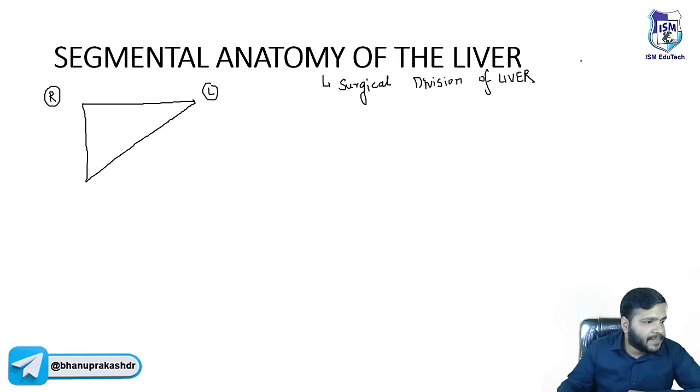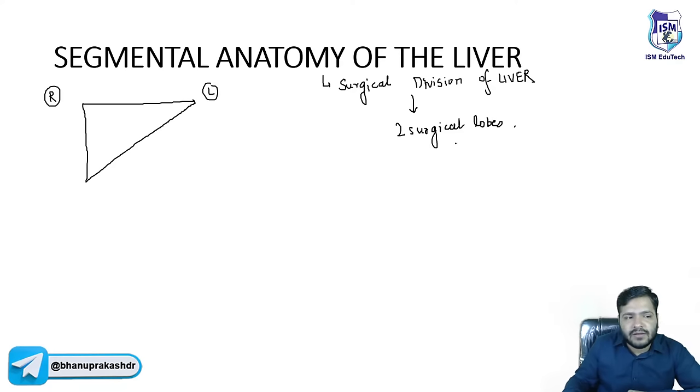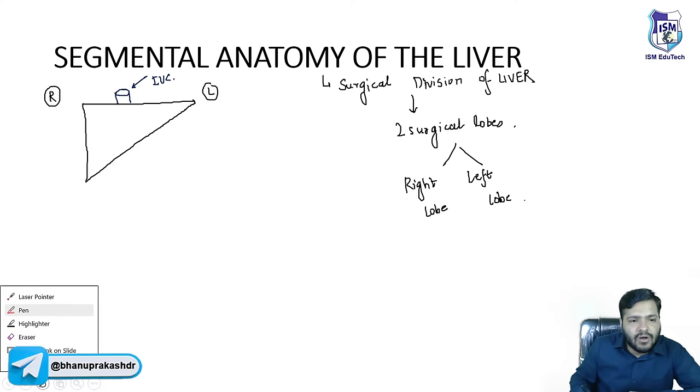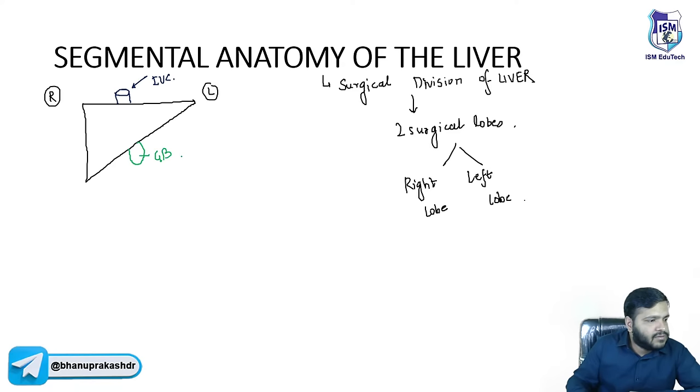So surgically, we have two surgical lobes. You already know we have the right lobe and left lobe. How are they different from anatomical lobes? See, beta, you already know we have the inferior vena cava. What is present behind? You already know behind we have this inferior vena cava, and below we have the gallbladder.